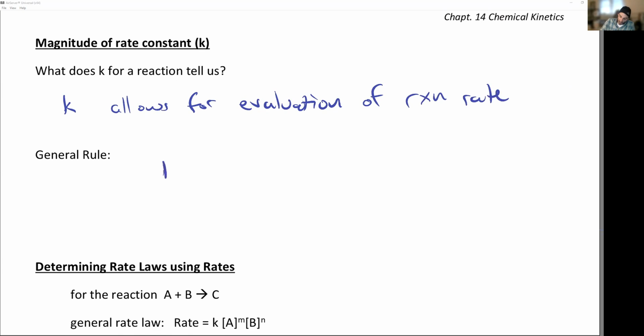The general rule for this is if K is greater than or equal to 10 to the 9th, it is very fast. It's almost instantaneous. If K is less than or equal to 10, it is slow. This means, on the second time scale, the clock reaction that we do for the lab is going to be around 100. So it happens in minutes or seconds. So slow reactions, as you start to get below 10, take maybe hours or days. So we start to get longer and longer.